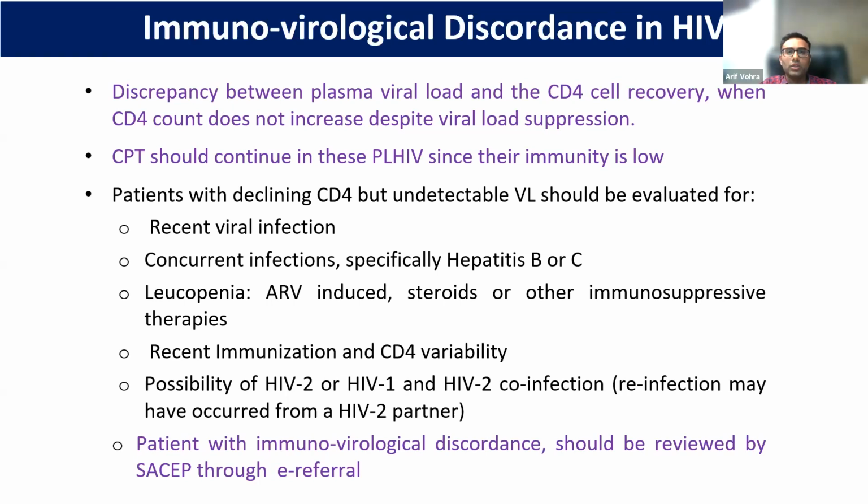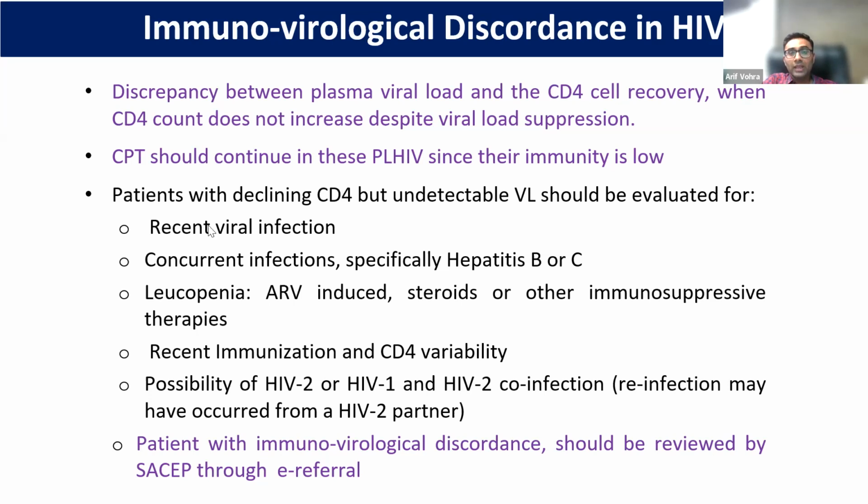What is immunovirological discordance in HIV? Now, what happens is that the child has a discrepancy between the plasma viral load and the CD4 level. Once you start the treatment, viral load goes down, and at the same time the CD4 count also rises. But in immunovirological discordance, there may be a decrease in plasma viral load, but the CD4 count may be suppressed or may not be rising well.